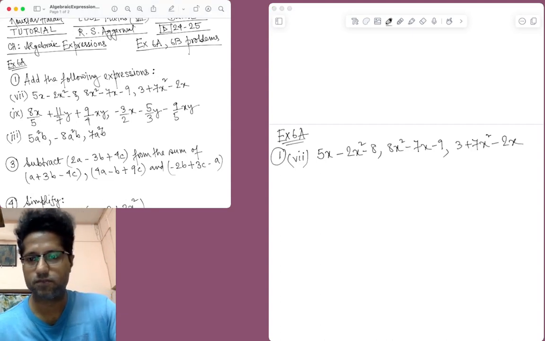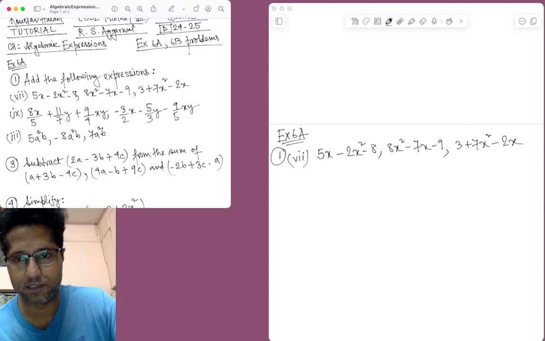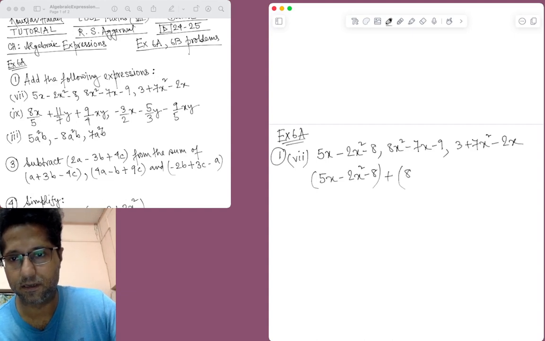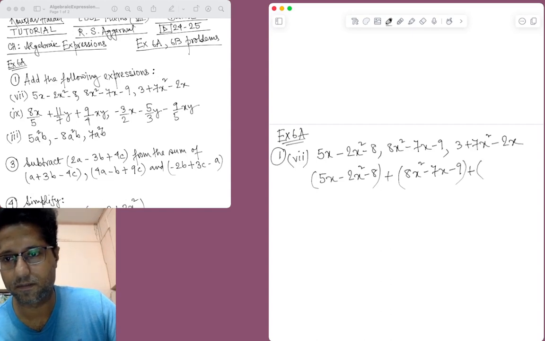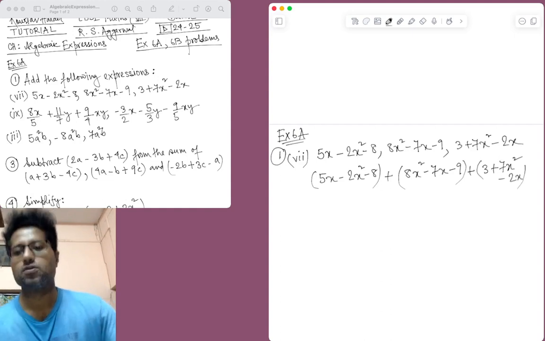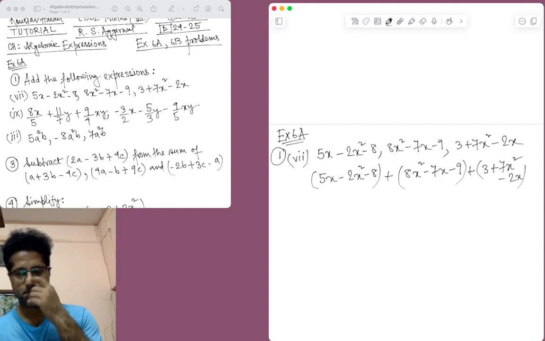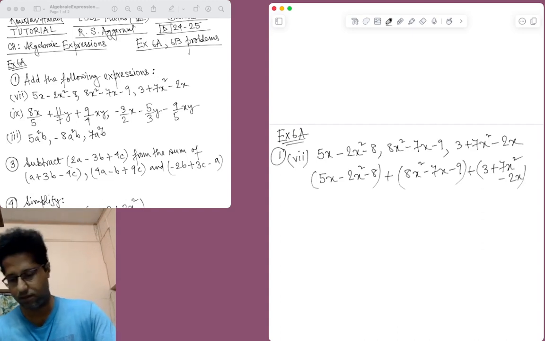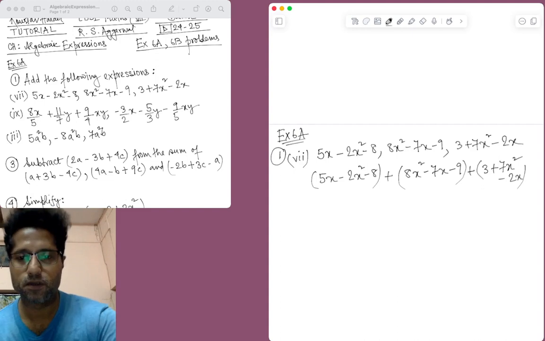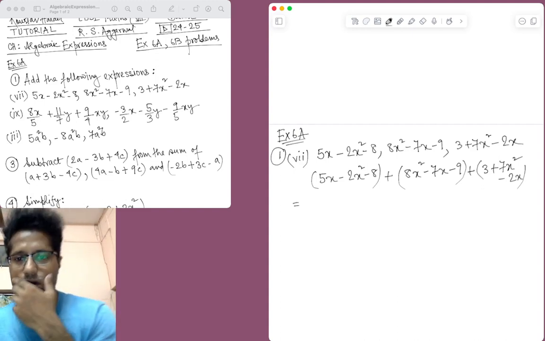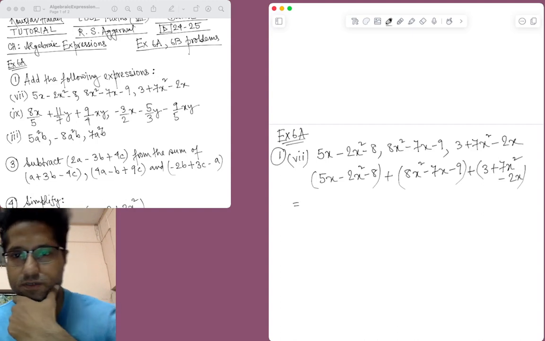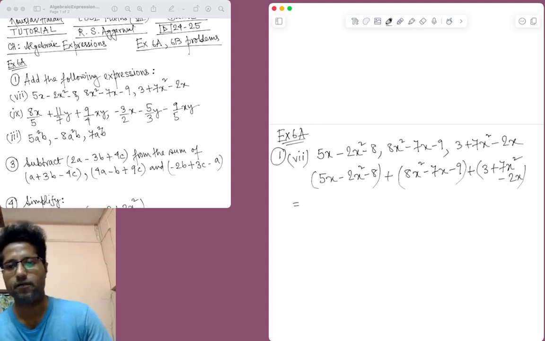Okay, so we are given 3 algebraic expressions and we have to add them. So basically we have to find 5x minus 2x square minus 8 plus 8x square minus 7x minus 9 plus 3 plus 7x square minus 2x. So first we will add the like terms. We will add the like terms and we will leave the unlike terms unchanged. So we see that the like terms we have.